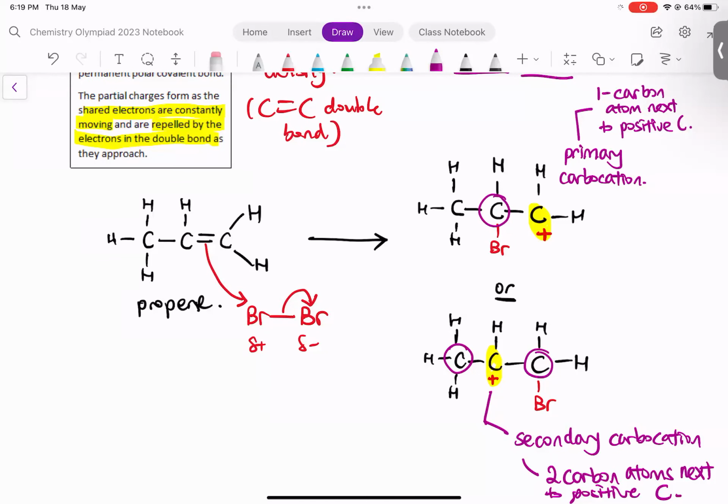Okay, can I just check that everyone has copied this? On page 10. Okay, it's important, the primary versus the secondary, because very soon I'm going to go on to that next.